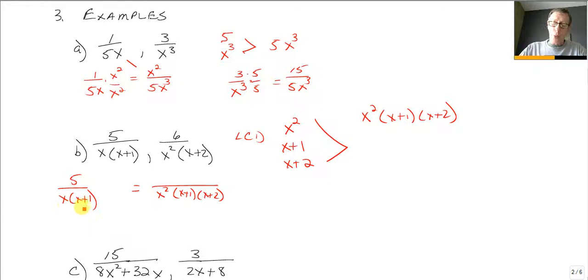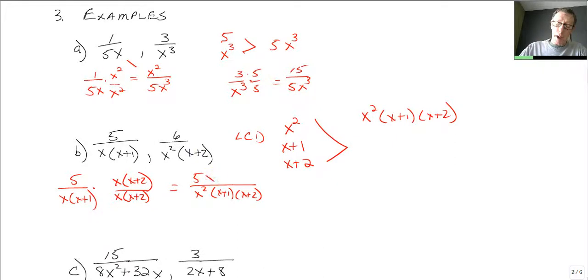So for x times x plus 1 to become this new denominator, you can see that what it actually has to be multiplied by is: the x became x squared, and then I also added an x plus 2. So it's going to have to multiply by x over x, times x plus 2, and of course the numerator has to have the same thing. So this term would be 5x times x plus 2, which is my equivalent fraction. Let's move to the next term.